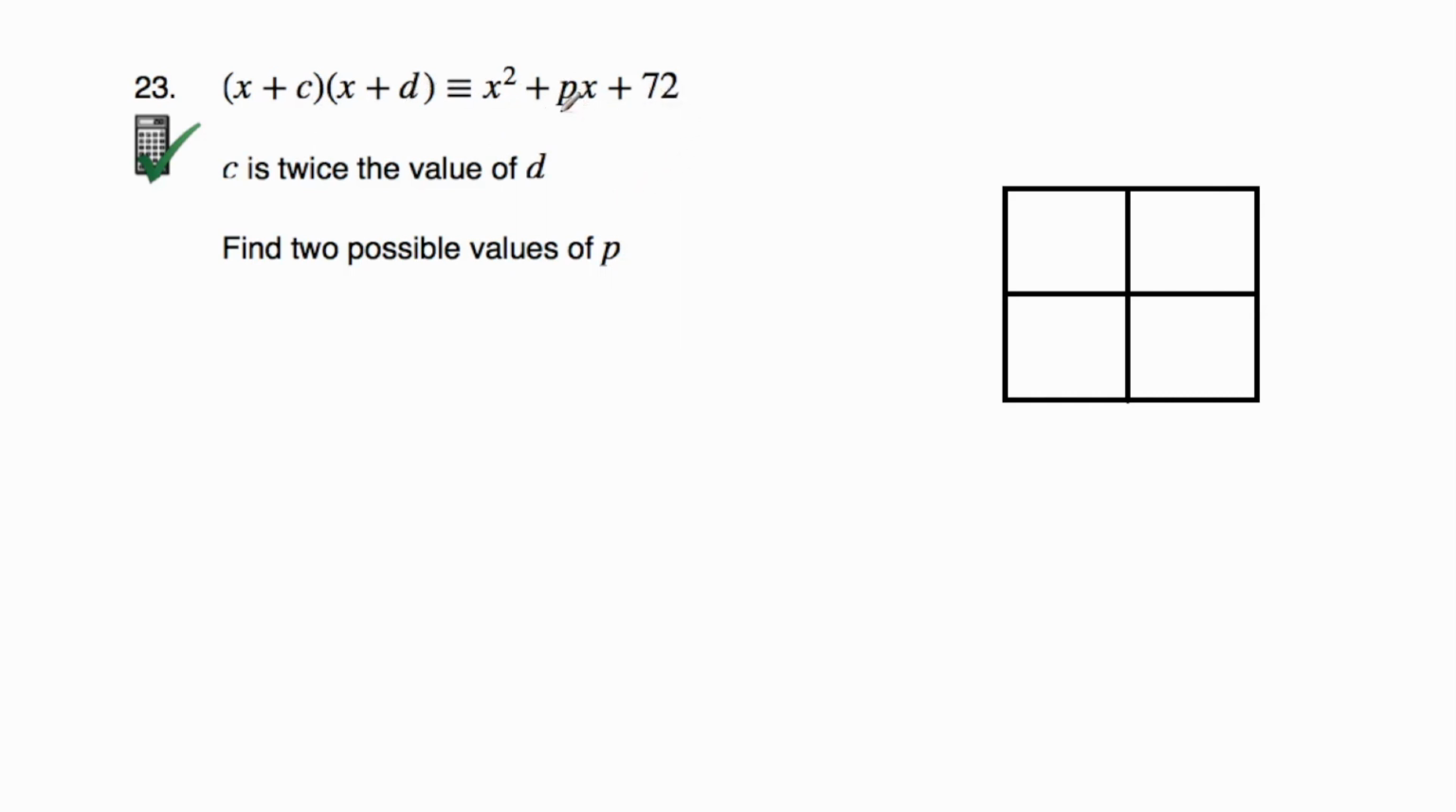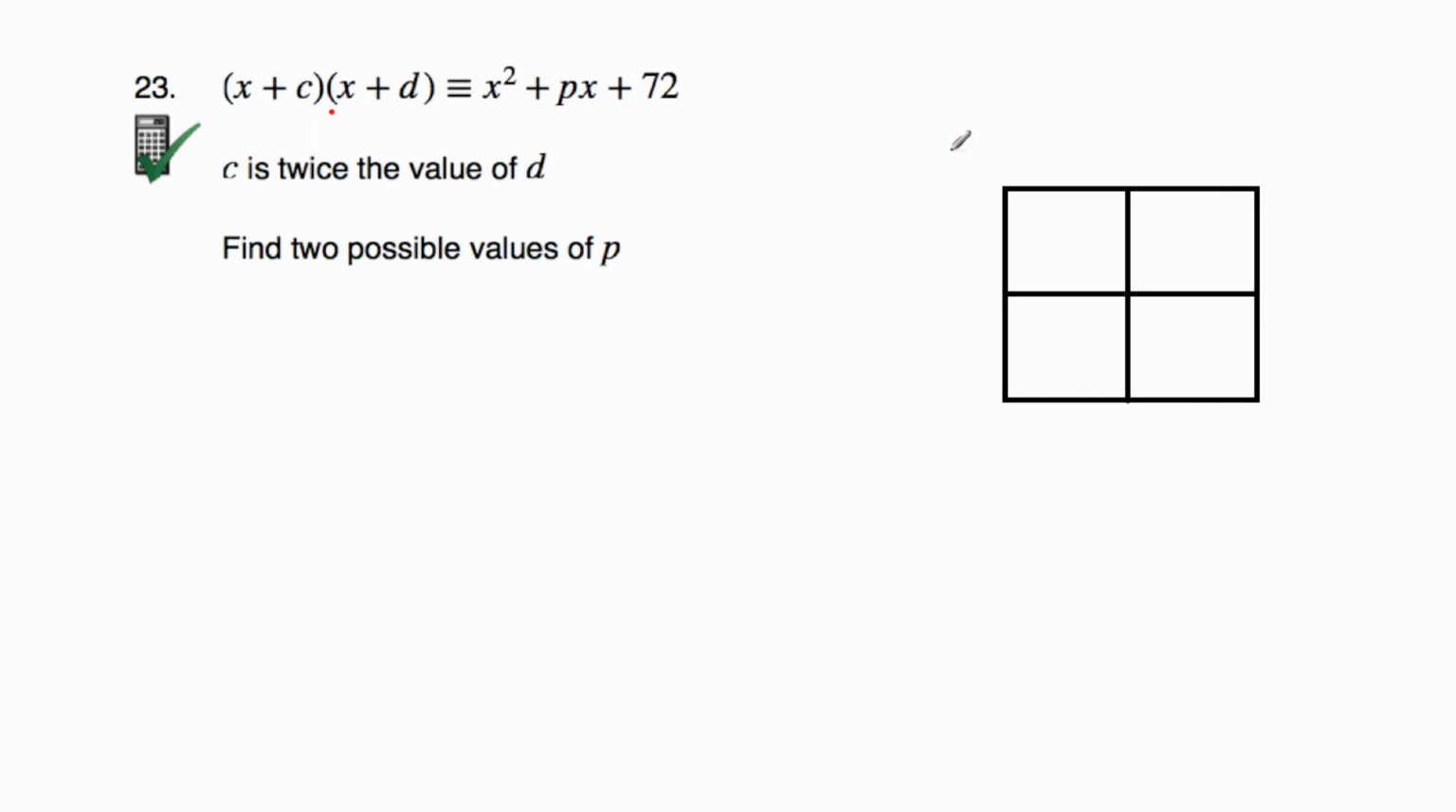So c, d and p are numbers we're trying to find. And we're told that the number c is twice the value for the number d, and we're to work out the two possible values for p. So in other words, if we were to expand these brackets and we were to get this value for p, there's two possible values for p we can find, and we're to find what those values would be.